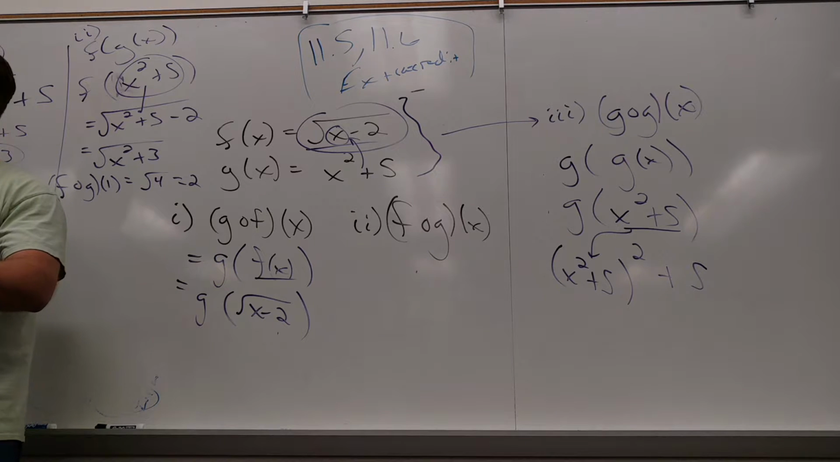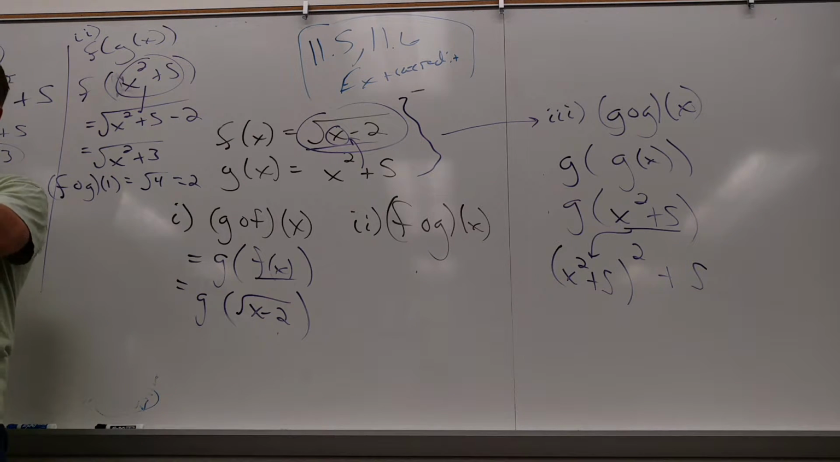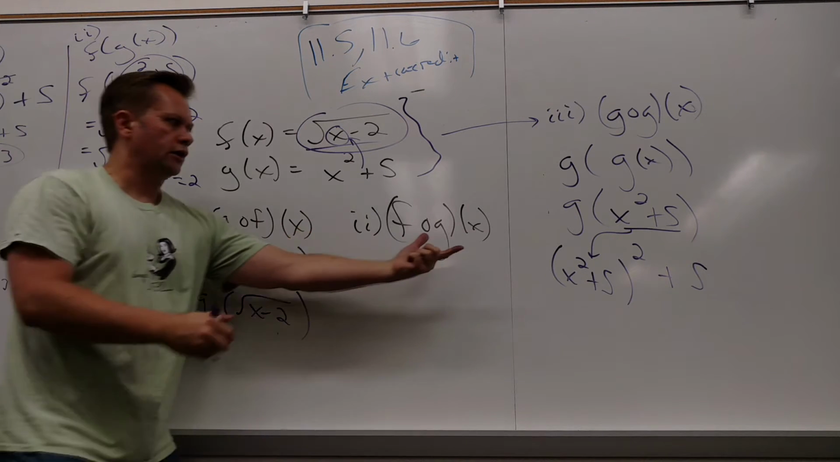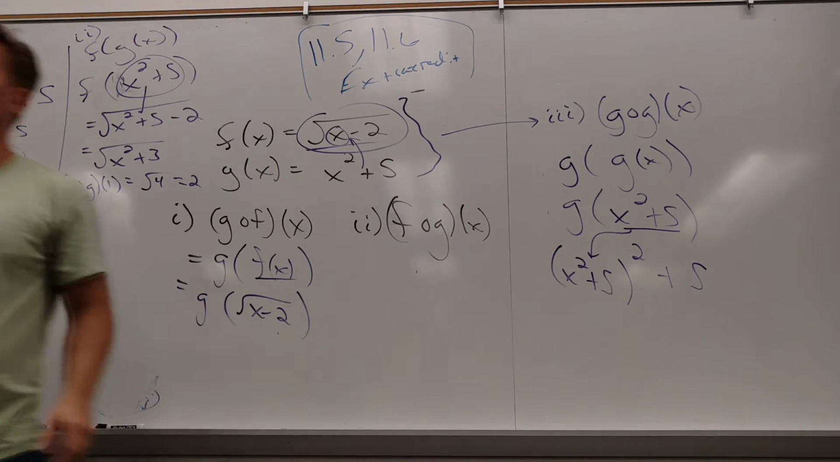So don't let that freak you out. It's exactly the same as these problems. Don't go, g is g. No, g is its own thing. Plug it into the g function and then simplify. So here I'd have to do what? FOIL, and you can do that.